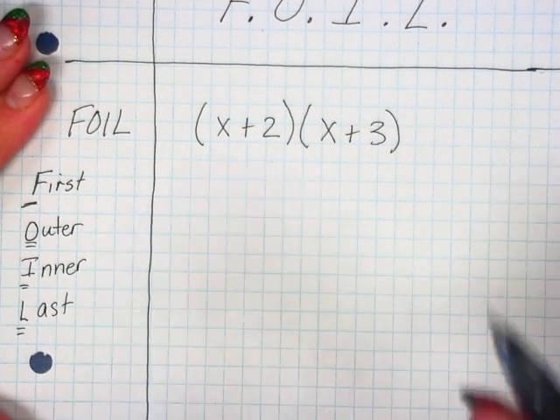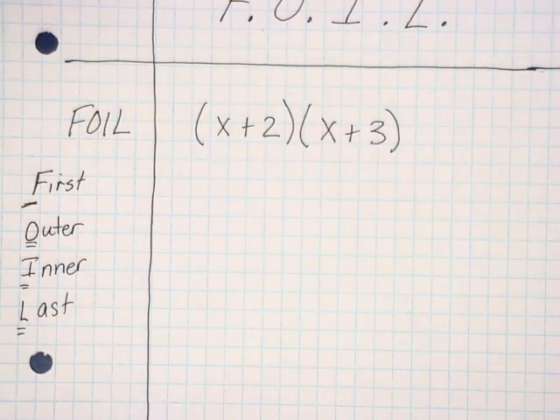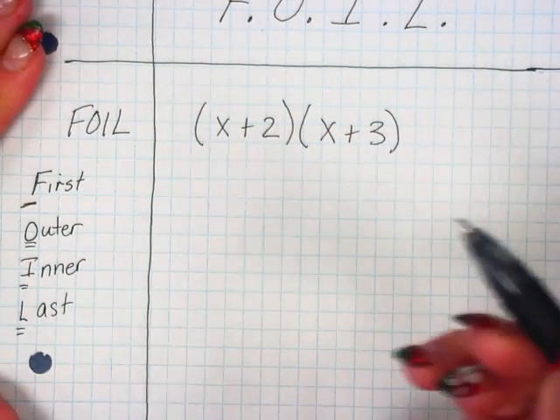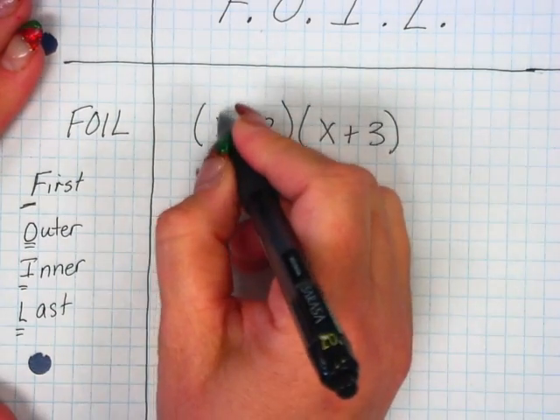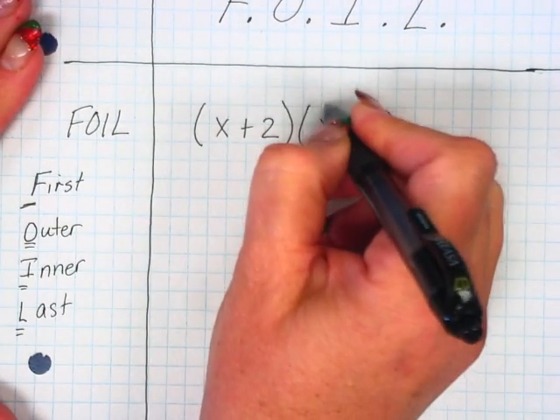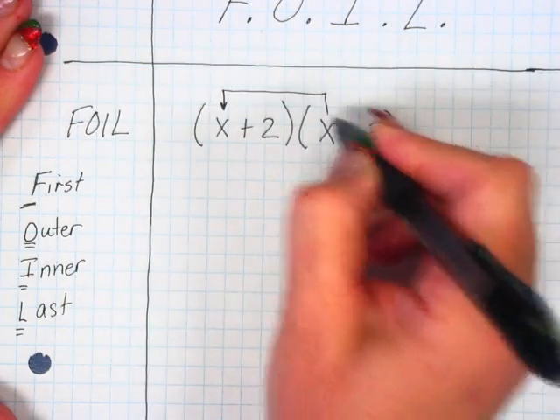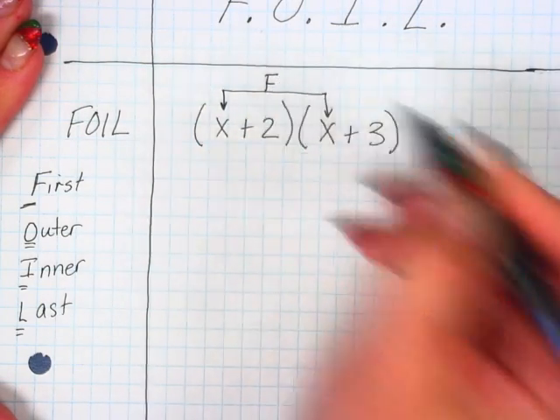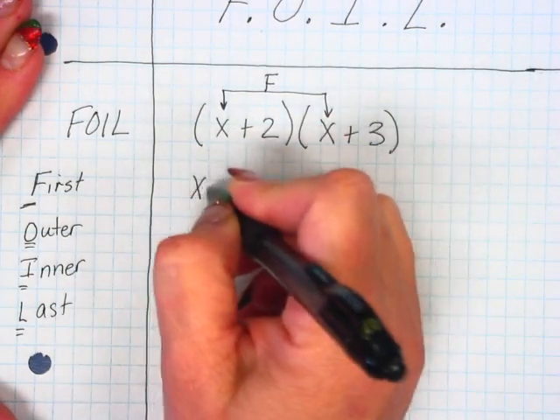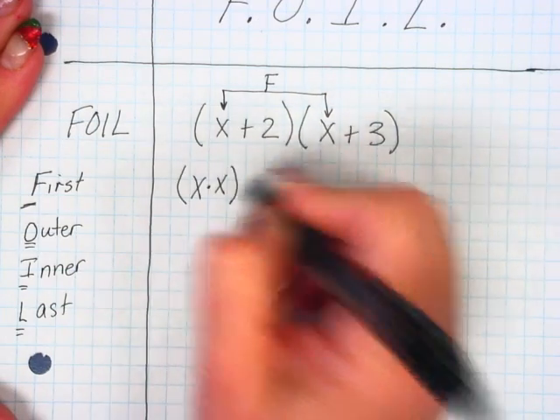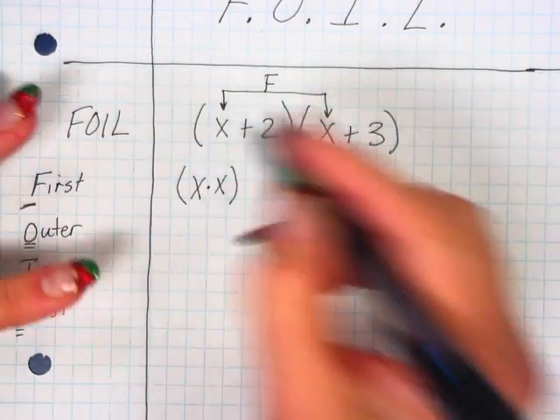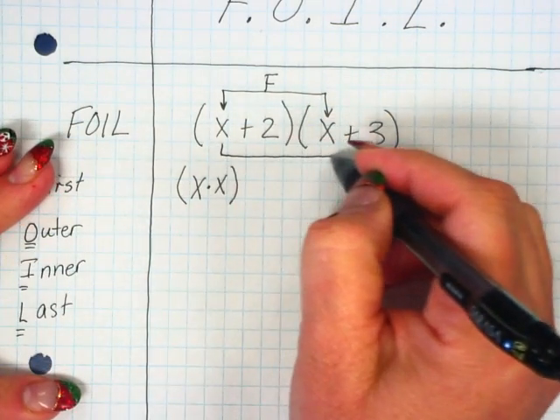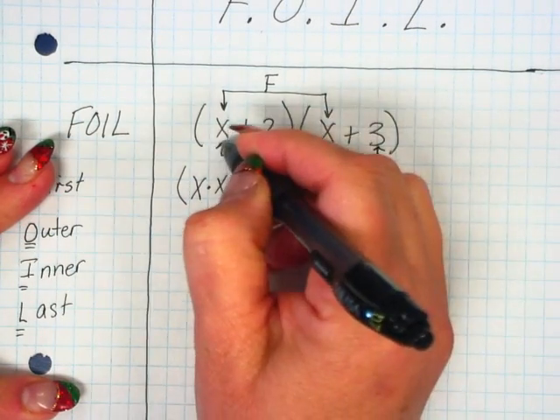Now, what that means is that the first thing you're going to do is multiply the first parts of each of the two binomials. So this is the first and this is the first. So we get x times x. The next part is the outer. So you're looking at the outer two, the outside of both.